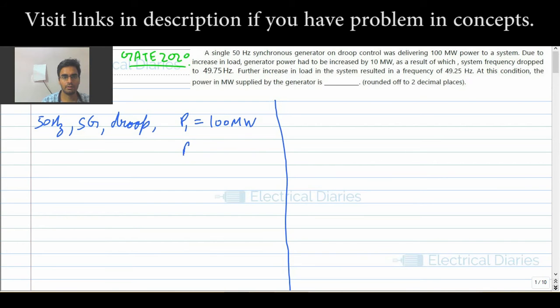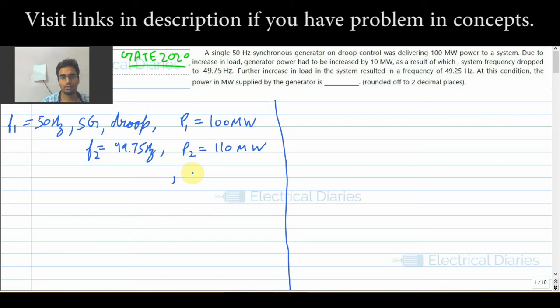So this was P1. P2 is 110 megawatt. As a result, system frequency dropped. So now the system frequency is F2. F1 was 50 hertz, so F2 is 49.75 hertz.